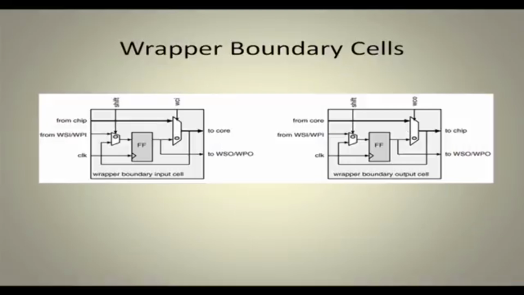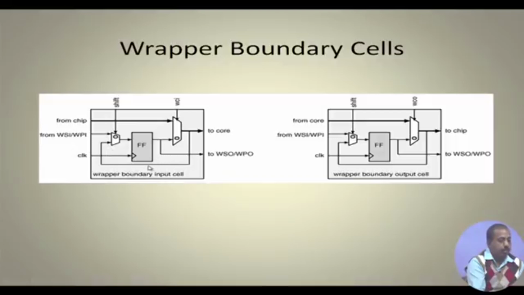So, this is the wrapper boundary cell structure. Quickly looking into it, from the chip, this is the functional input, and we can have this WSI, for serial input, or WPI. They will be coming, and this shift bit will be given. If it is 0, then the WSI, WPI will come to this flip flop and be loaded. Otherwise, if you want to load some functional value, then from the core, this value may be taken back and put here.